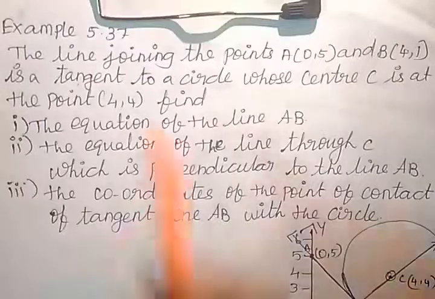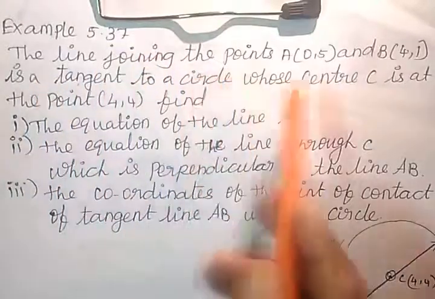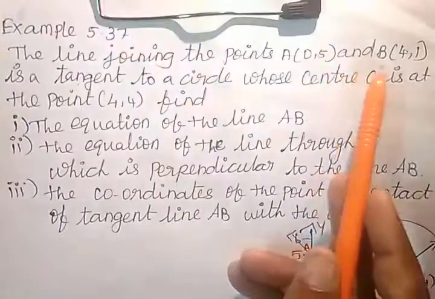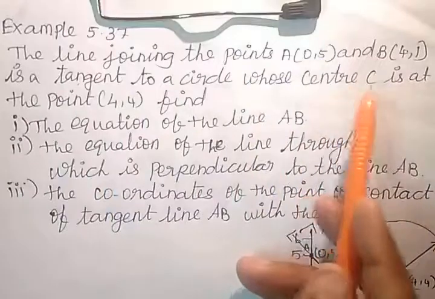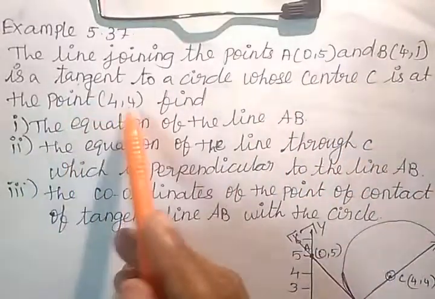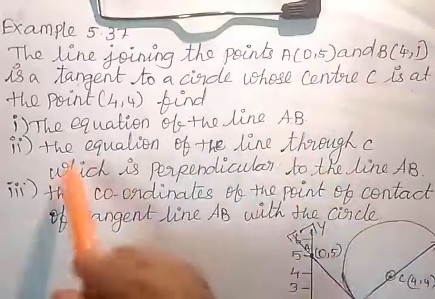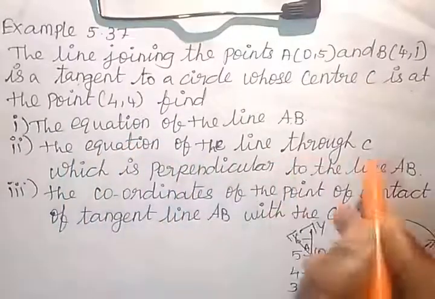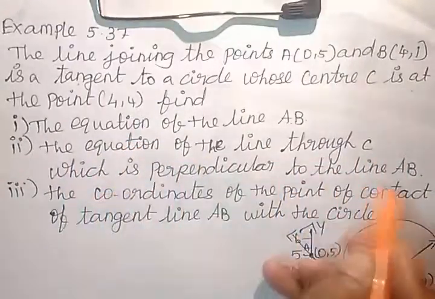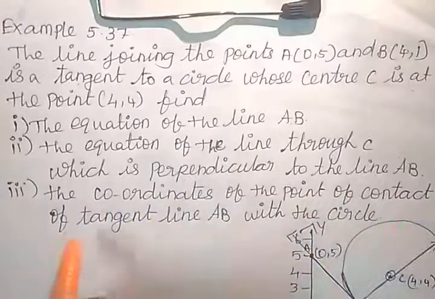The next question is example 5.37. The line joining the points A(0, 5) and B(4, 1) is a tangent to a circle whose center C is at the point (4, 4). Find the equation of the line AB. Second, the equation of the line through C which is perpendicular to the line AB. Third, the coordinates of the point of contact of tangent line AB with the circle.